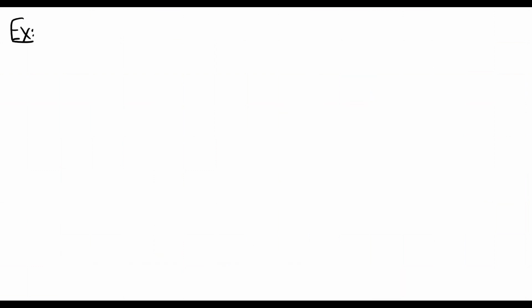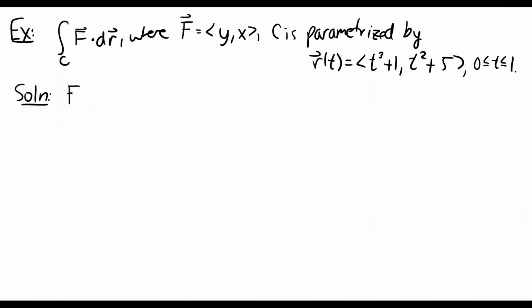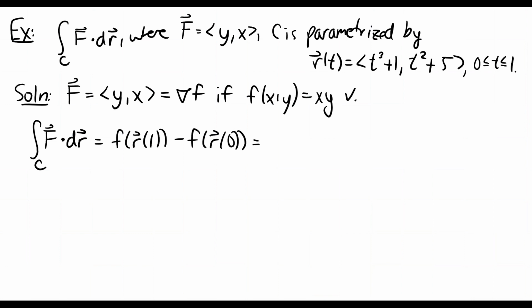So what about general vector fields? For example, if we want to compute the line integral of F dotted with dr, where F equals y, x, and the curve C is given by parameterization r of t equals t cubed plus 1, t squared plus 5 for t from 0 to 1. You may think that you'd have to set up a long calculation for this, but let's think for a second. Is F equal to the gradient of some scalar function? If you stare at it for a second, you should realize that yes, if f equals x times y, then the gradient is y, x, which is exactly the same as the vector function F. This is great because then our line integral is just computed as f of r of 1 minus f of r of 0, which equals f of 2, 6 minus f of 1, 5, which equals 2 times 6 minus 1 times 5, which equals 7.